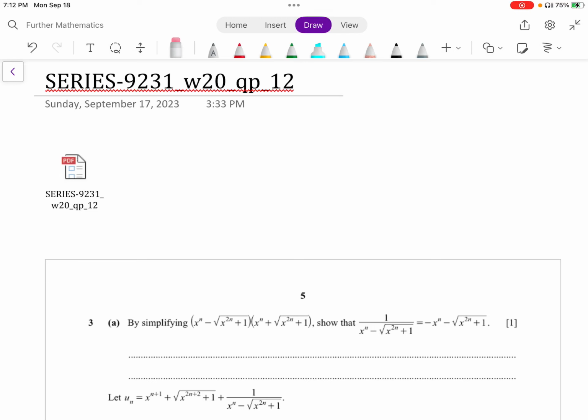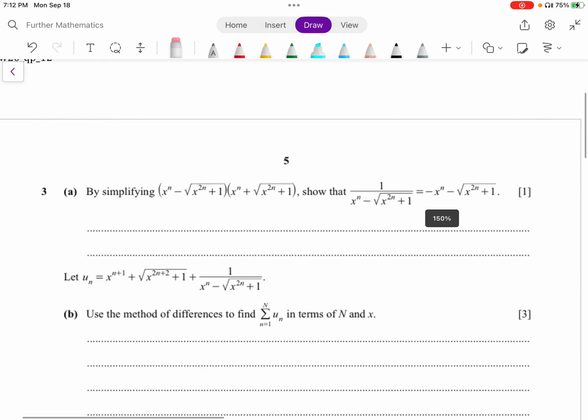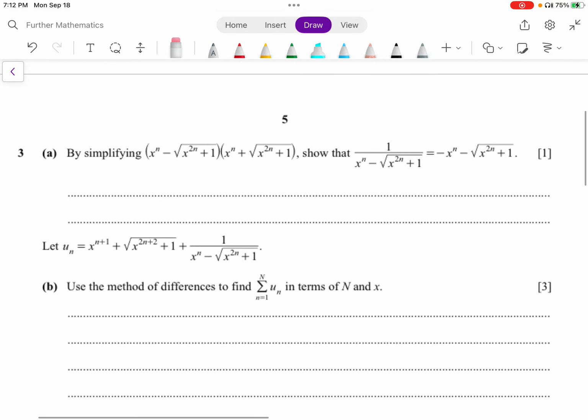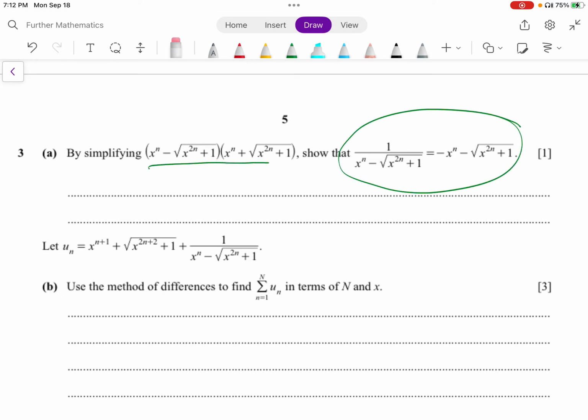This is a further math question on summation series, winter 20, variant 1-2. In the first part, we have to show that this thing is equal using this expansion. This expansion is the expansion of (a plus b)(a minus b) equals a squared minus b squared.